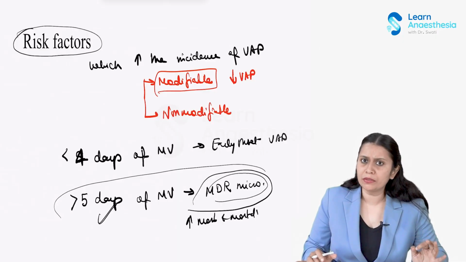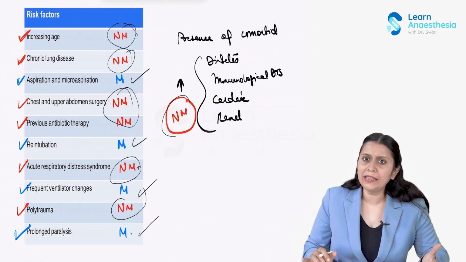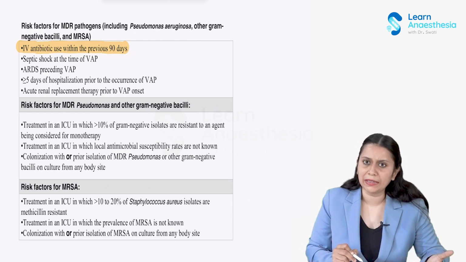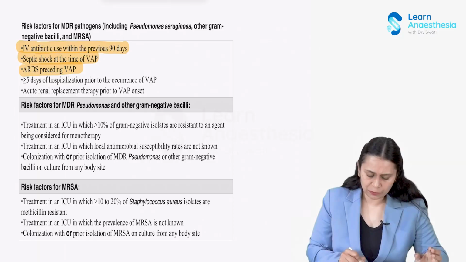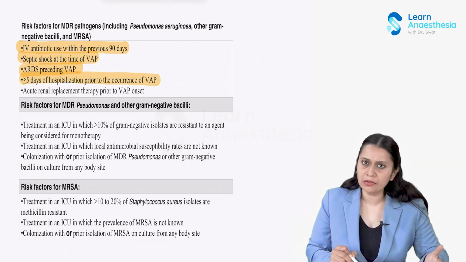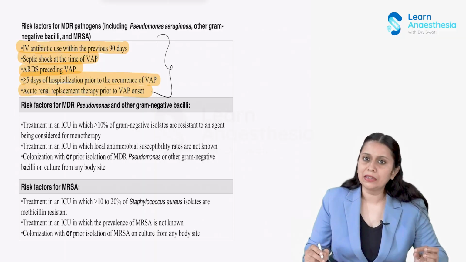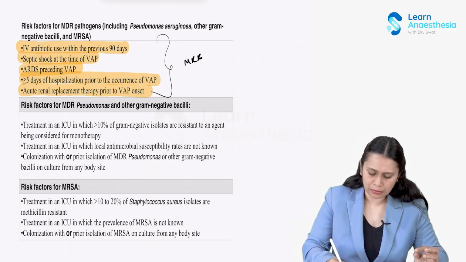So what are the important risk factors which we should consider? For any MDR VAP development, there are some common risk factors. That is IV antibiotic use in the previous 90 days, septic shock at the time of VAP, ARDS preceding VAP, more than 5 days of hospitalization prior to the occurrence of VAP, and acute renal replacement therapy prior to VAP onset. So all this increases the risk of MDR pathogen.